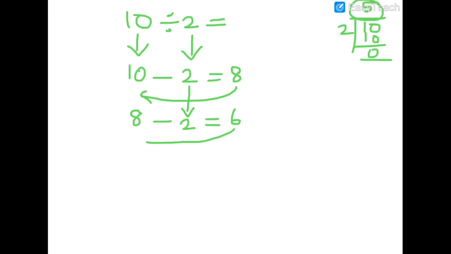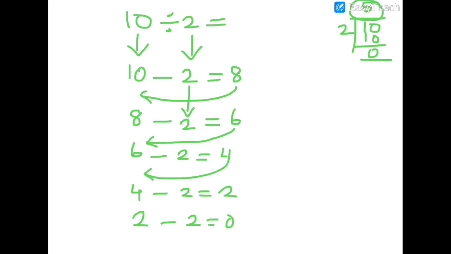Next this number you have to write in the next step. 6 minus 2, what is the value? 6 minus 2, 4. Next this number you have to write. 4 minus 2, 2. Next 2 minus 2, 0. So here you are getting 0, no? So just stop there.